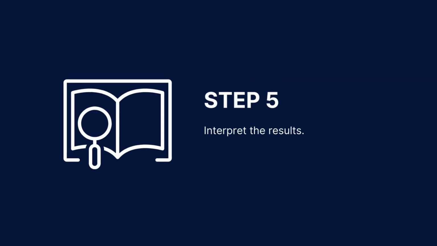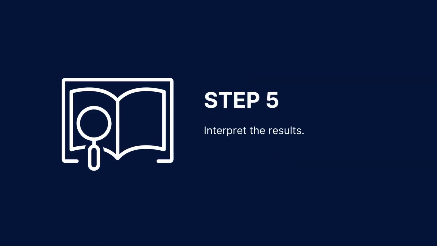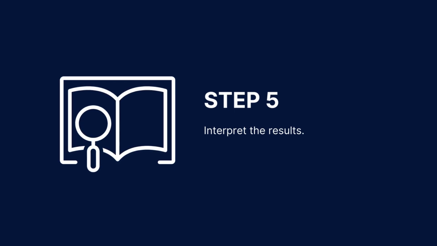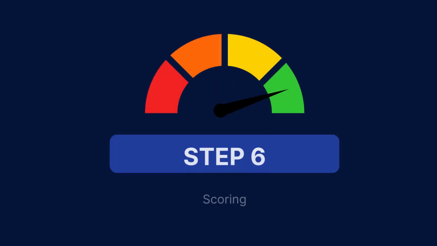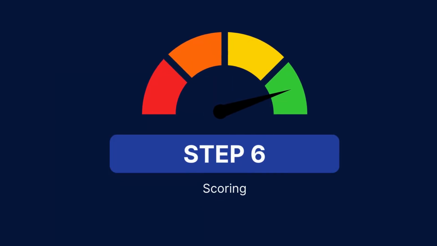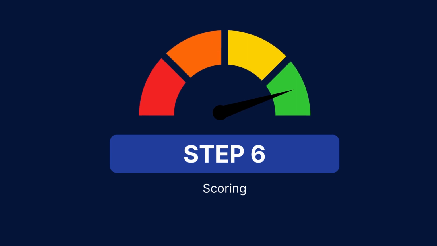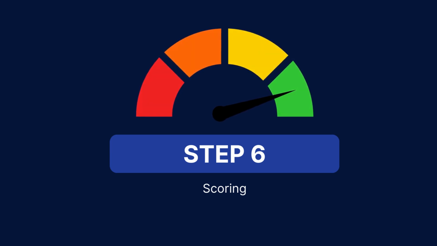Interpret the results. Once you've analyzed the data, you must interpret the results to see what they mean. This will help you understand the intervention's effectiveness and decide on future treatment. The scoring of an outcome measure will vary depending on the specific measure. However, some general principles apply to most outcome measures.